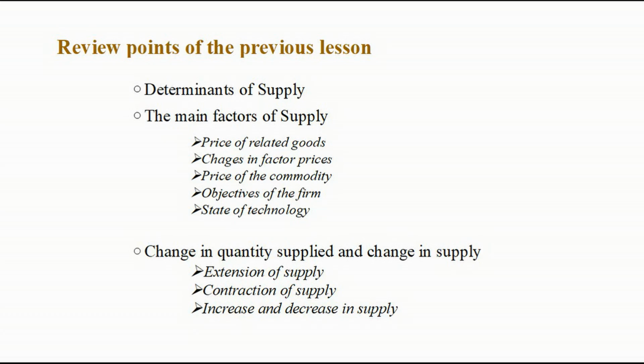When the supply curve shifts to the right, it refers to an increase in supply, when there is a positive change in factors other than price. And when the supply curve shifts to the left from its original place, that refers to a decrease in supply, when there is a negative change in factors other than price. That is what we have discussed in the previous lesson.